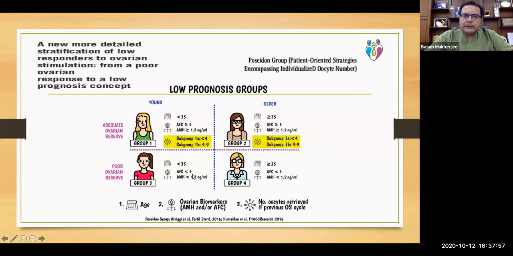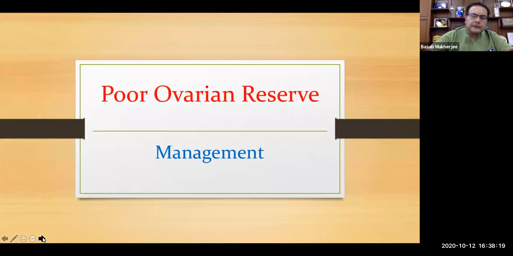So different women have to be handled differently, and personalizing the treatment protocols is the moral of the story of the Poseidon group. Once you categorize them, it will be easy for research purposes. You know what exactly to do for each group, and then you try to personalize their protocols and see what works best or what the evidence has shown. So coming to the last section of the talk, on the management of poor ovarian reserve.